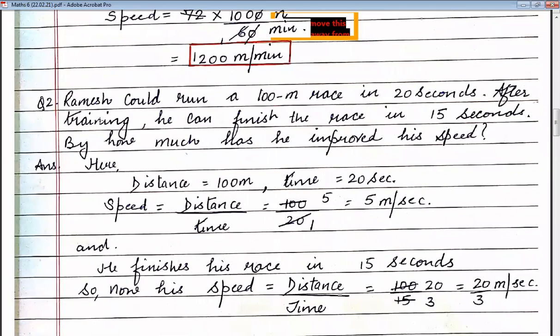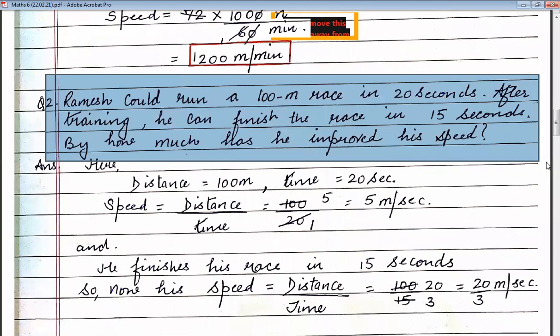Now let's see our question number 2. Let's read it. Ramesh could run a 100-meter race in 20 seconds. After training, he can finish the race in 15 seconds. By how much has he improved his speed?